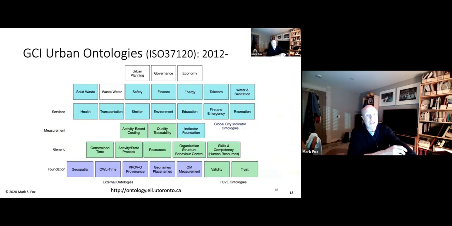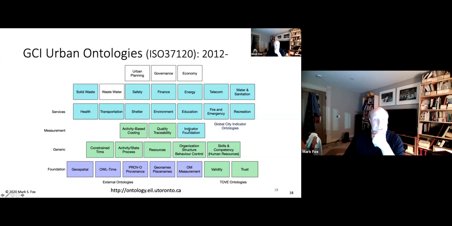To date, these are the ontologies we've created in our Global City Indicator ontologies. What's in purple are other ontologies from the web: the OM measurement ontology, GeoNames for place names, PROV-O for provenance, OWL-Time for time, and then geospatial from the Open Geospatial Consortium. We have created an ontology for validity and trust, skills, competency, organization structure. These are the TOVE ontologies that we created originally.